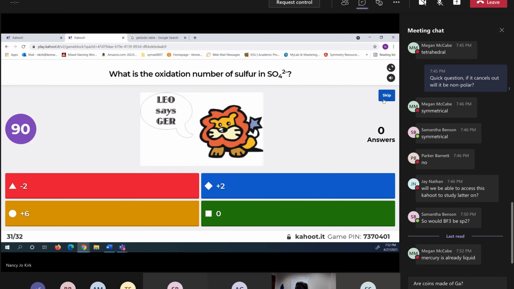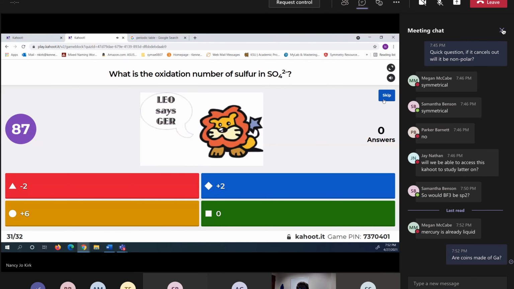What's the oxidation number of sulfur in SO4 2-?